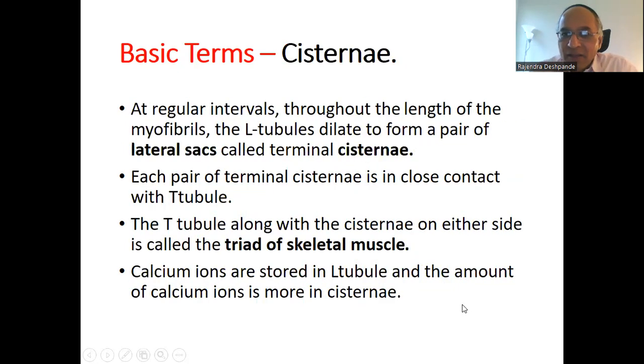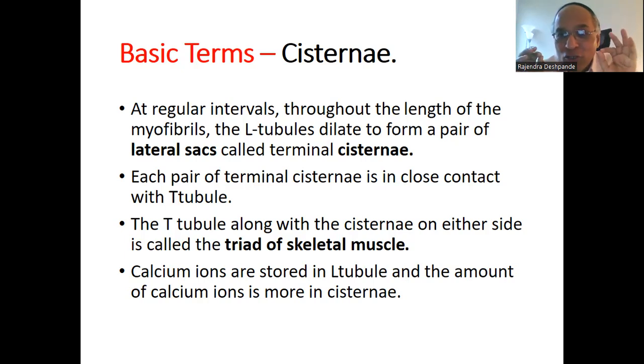Next, what are the cisternae? This is a typical term for that particular structure of the muscle. At regular intervals throughout the length of the myofibril, the L tubules, longitudinal tubules, dilate to form a pair of lateral sacs, which are called terminal cisternae. Each pair of terminal cisternae is in close contact with the T-tubule. The T-tubule, transverse tubule, along with the cisternae on either side, is called a triad.